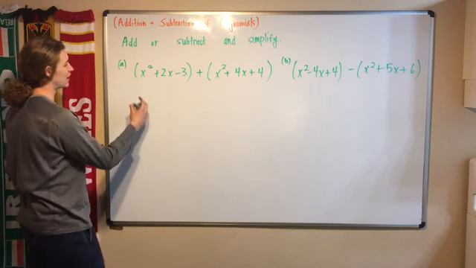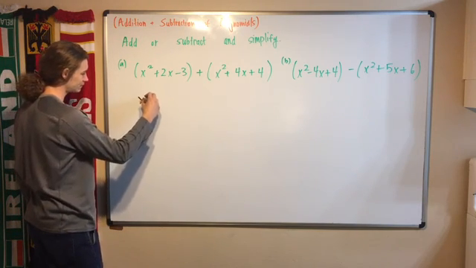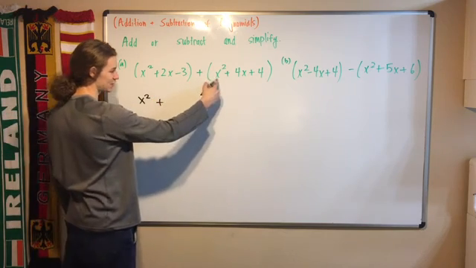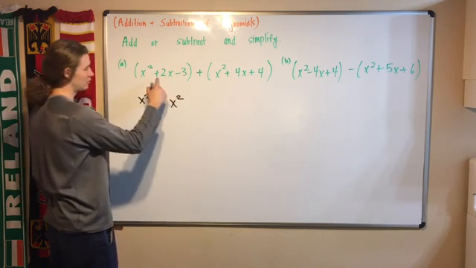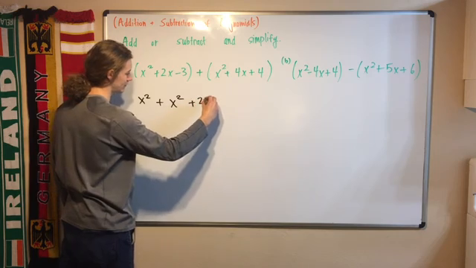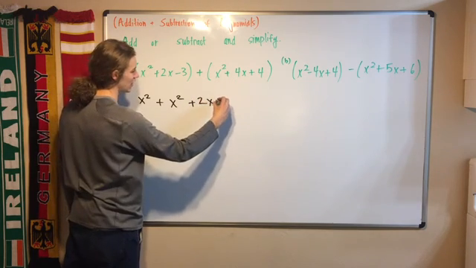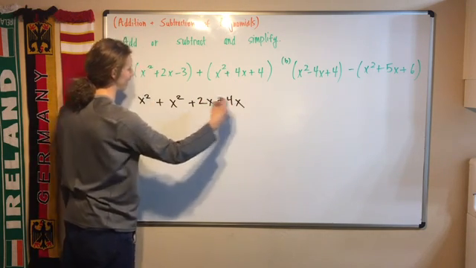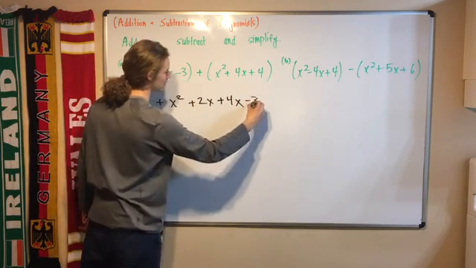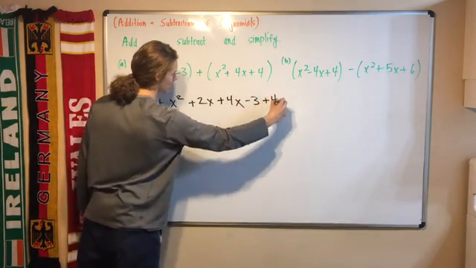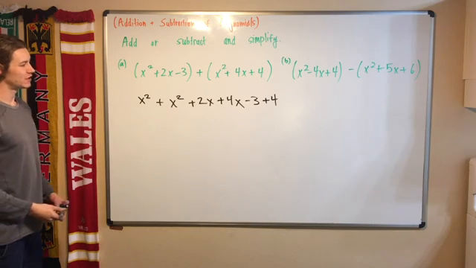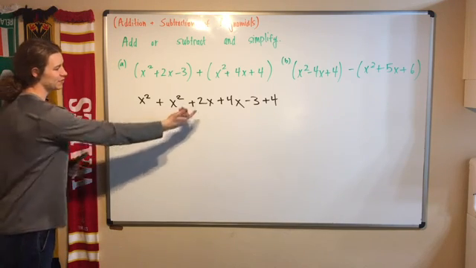Notice that I'm going to write x squared plus x squared plus 2x plus 4x minus 3 plus 4. You see I've written this, as I said, with the like terms beside one another.